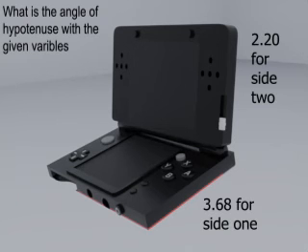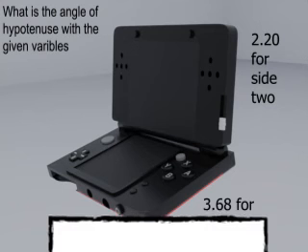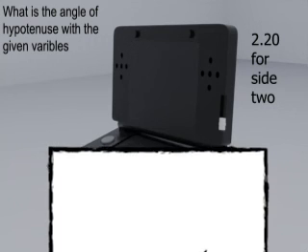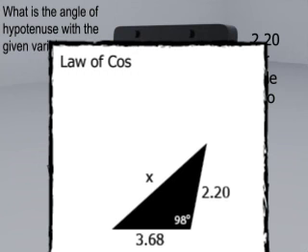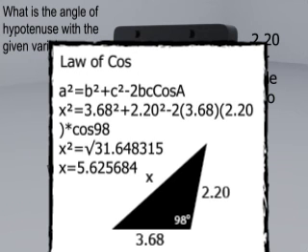So what's the angle of the hypotenuse with the given angles? 2.20 for side 2 and 3.68 for side 1. So I ended up constructing a triangle for it. And I ended up using the law of cosines because we have side angle side.